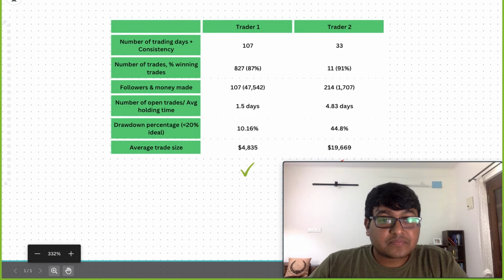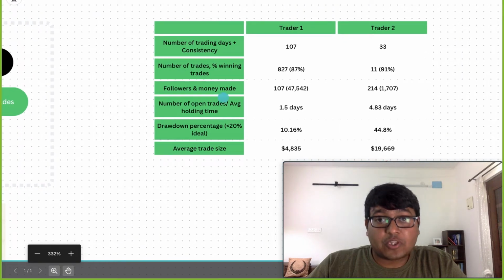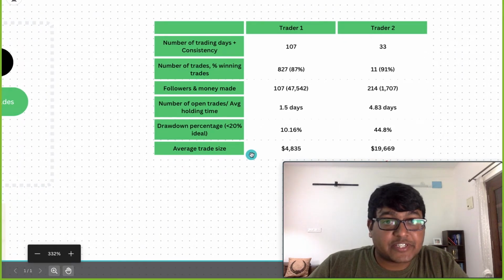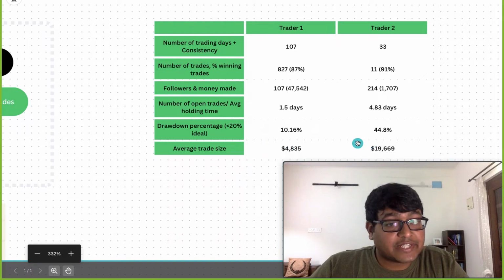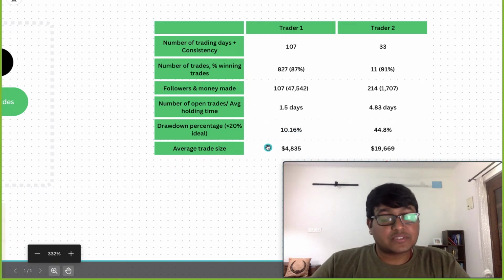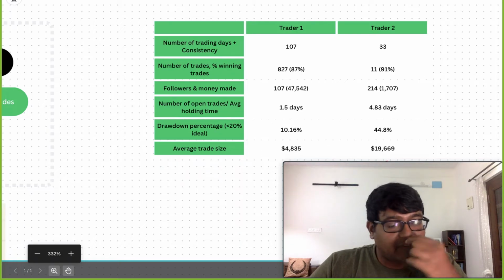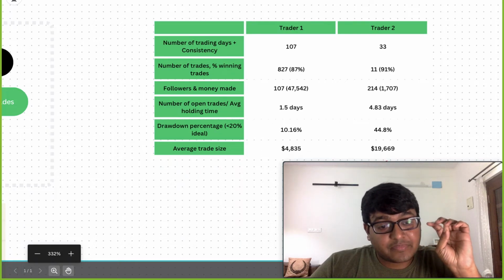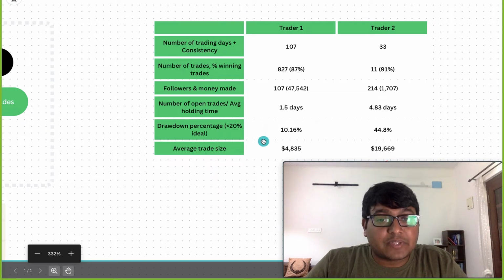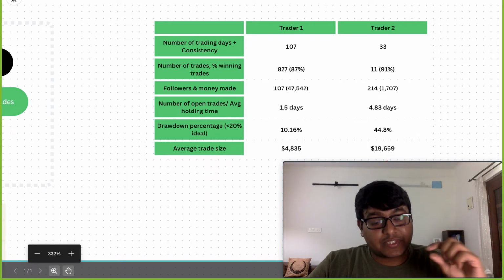In this particular table, I have put together the same data for all the parameters that I had just spoken about. Average trade size for trader 1 is $4,800, whereas for trader 2, it's $19,669. I would go with somebody who is betting on a smaller trade size because you know that every trade, if it goes south, that's bad. So he's betting lower and he's trying to be consistent with more number of trades. So he has hedged his risk across multiple trades.